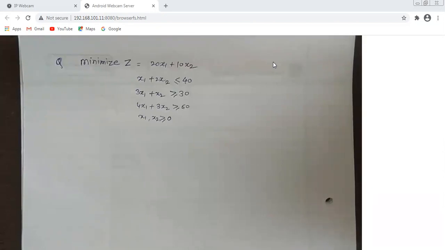You just have to find out the coordinates x1 and x2 for each constraint, and find the feasible region. After finding the feasible region, you have to find at what coordinates or at what location we get the minimum value of z. That's it. It is very simple. I am expecting the answer from your side. Okay.